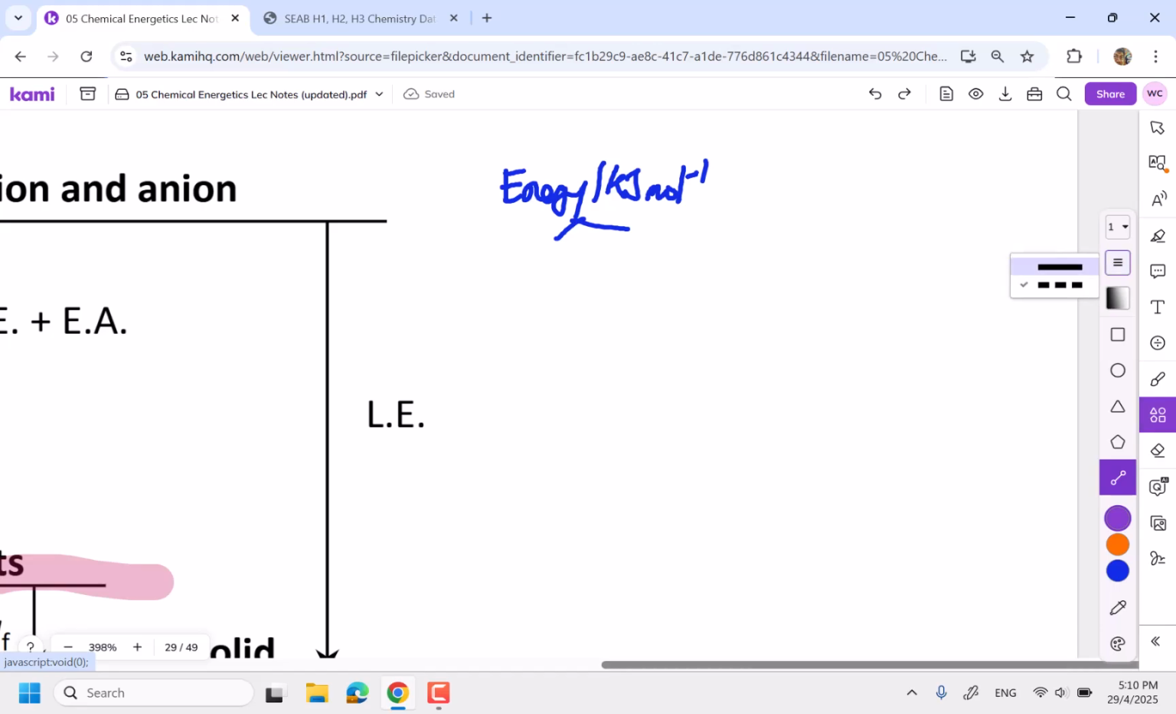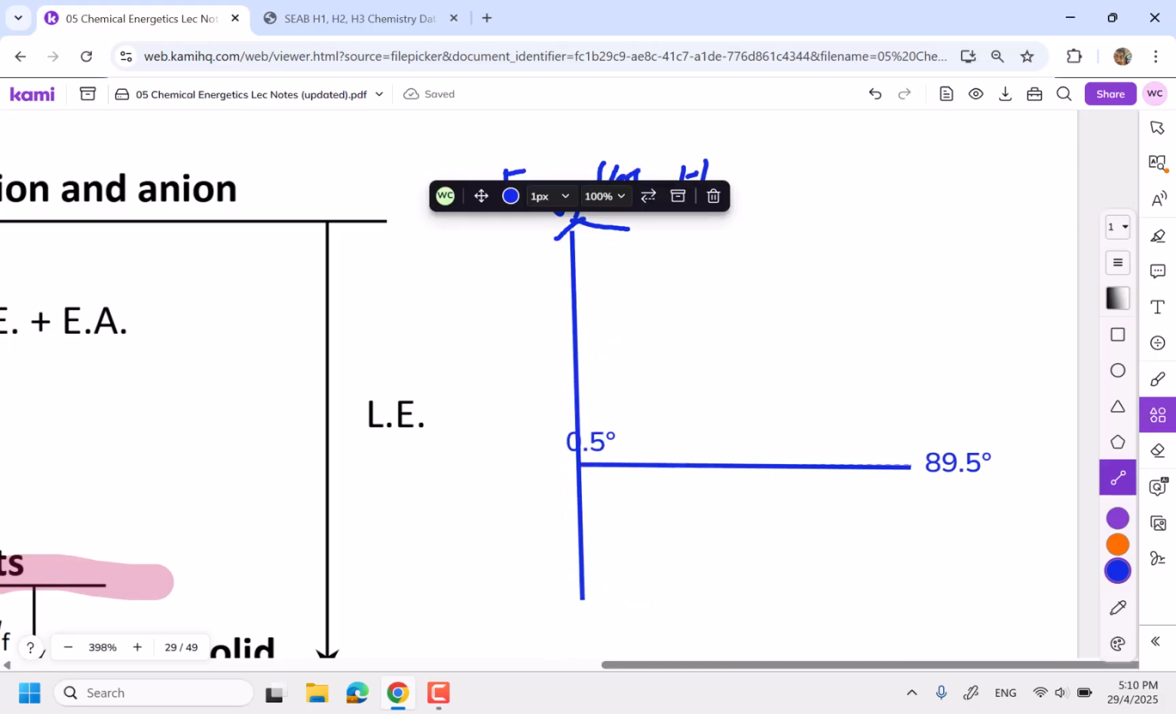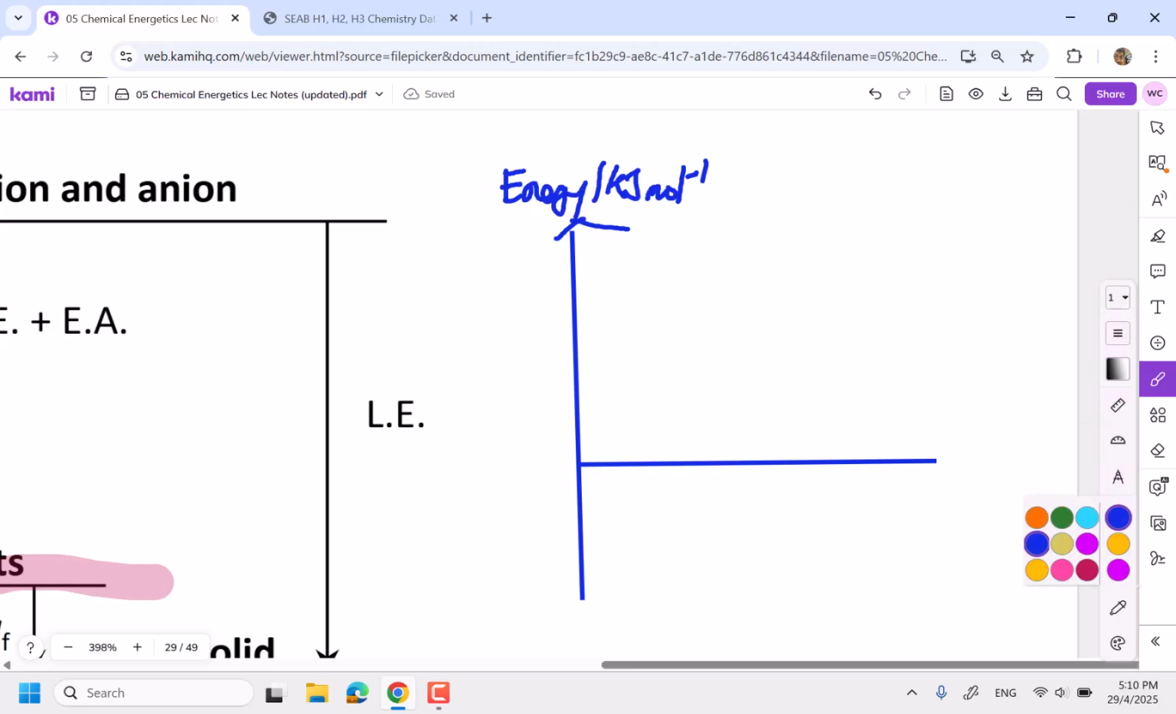Okay, just give me a while. Okay, yep. So down. Oops. Okay, vertical down. Okay, then I have another line here. Okay, then this is the 0 points.